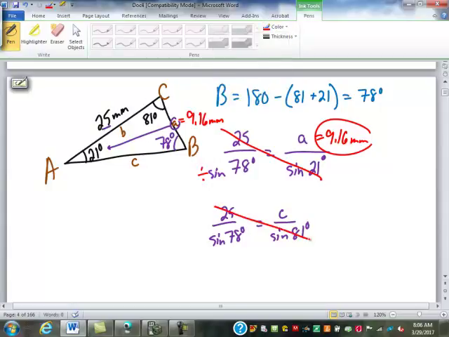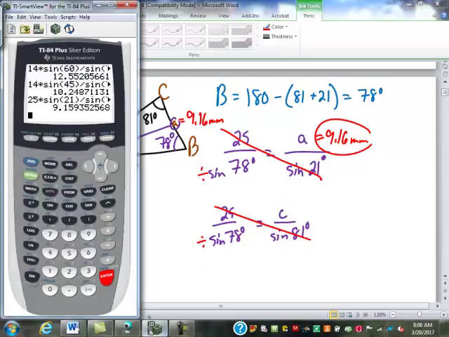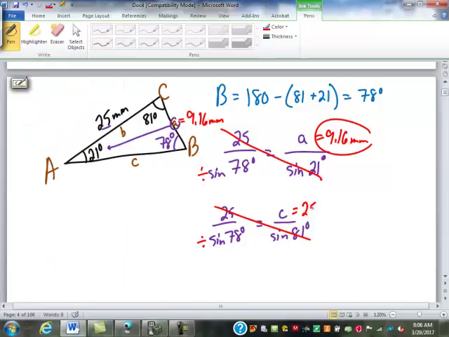So we'll cross multiply. 25 times sine of 81 divided by sine of 78. 25.24. So it's just barely bigger, but it is bigger. So that's the second easiest option. We have two angles, and we have the side that's in between them. And really, all we have to do is find the third angle, and we're good to go.